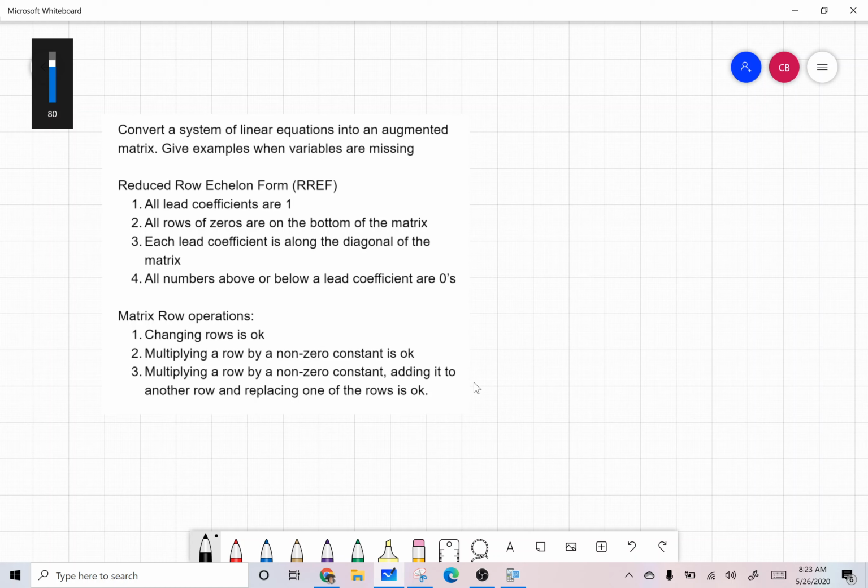Okay, so for this video, we're going to go through the notes on using matrices, but I'm just going to do it in two parts because matrices can take a while to solve.